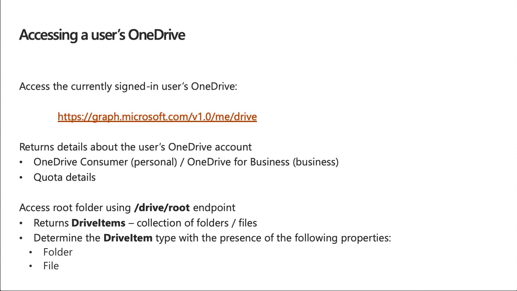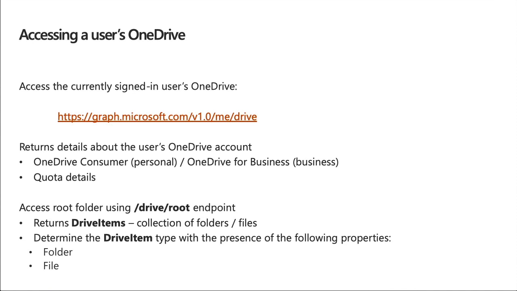Access to the currently signed-in user's OneDrive using the https://graph.microsoft.com/v1.0/me/drive endpoint is how you're going to get to the current user's OneDrive. This endpoint will return details about the user's OneDrive, including the date it was created, last modified, quota information, and what type of OneDrive it is, if it's a OneDrive for business or if it's a OneDrive for consumer.